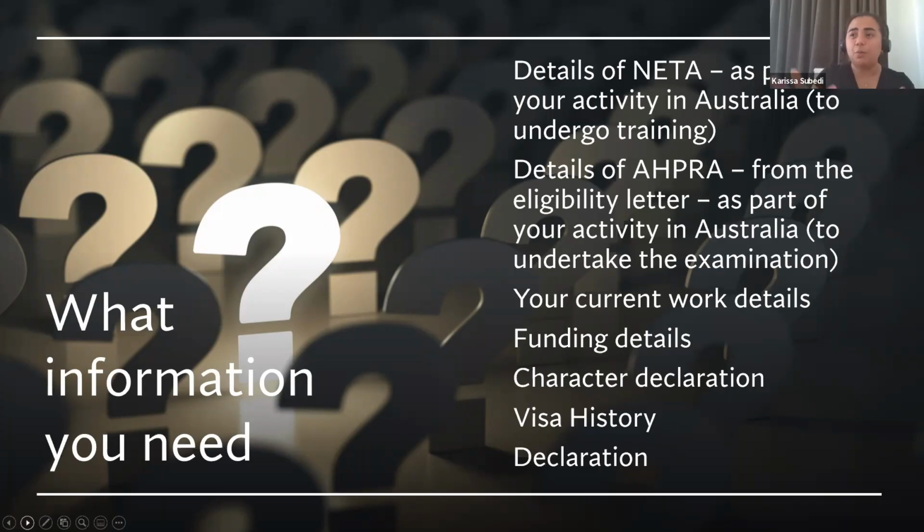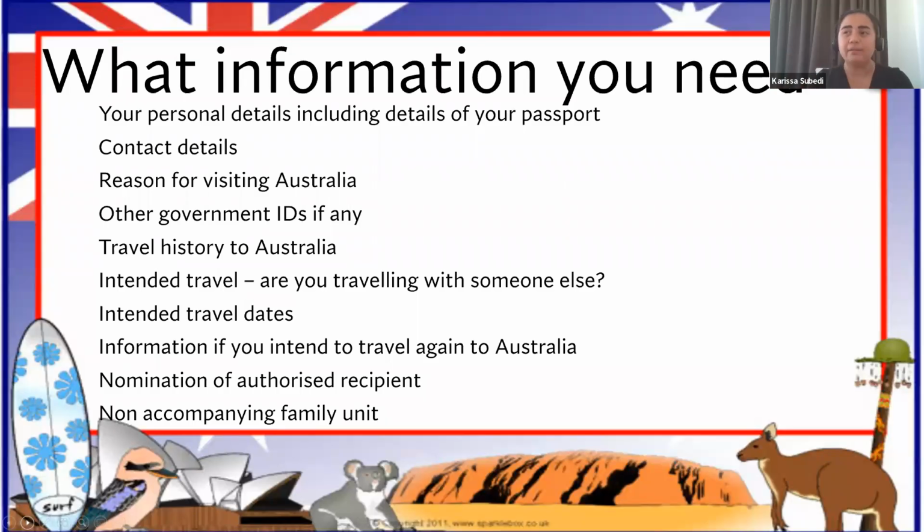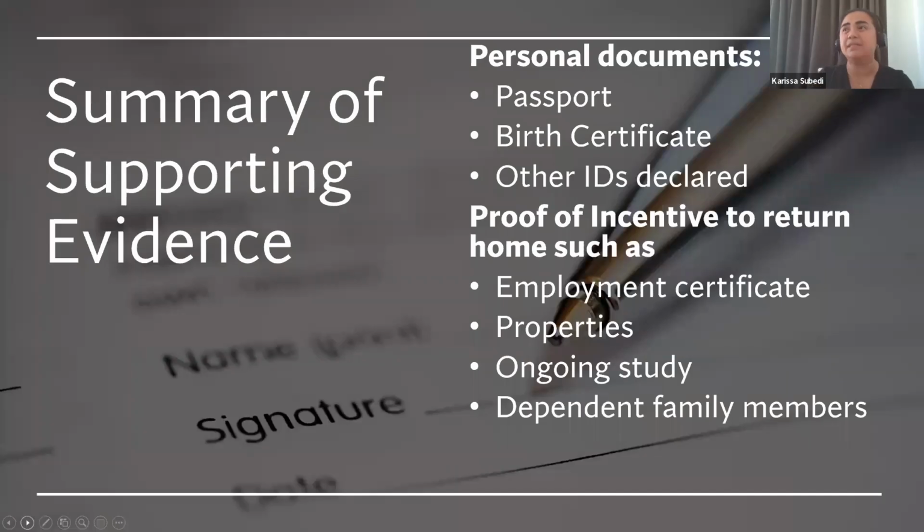Then, because of all this information that they require, they need some evidence to support your statements. So these are the summary of supporting evidence. Number one would be your personal documents. These should be all certified copies. And for the certification of documents, there is a certain rule that can be found on the immigration website. So you may be asked, and the reason I'm saying may is that it is a case-to-case basis, and this is just based on the experience of our students applying for the visa.